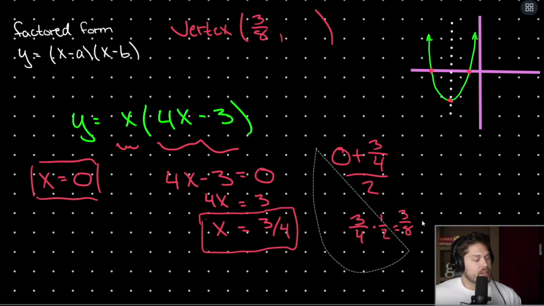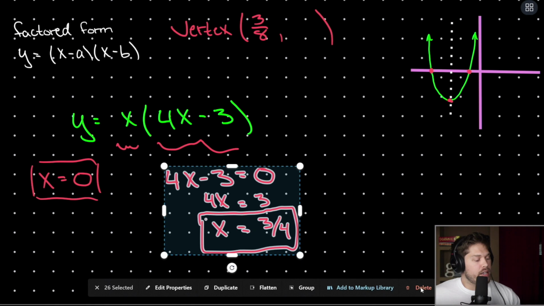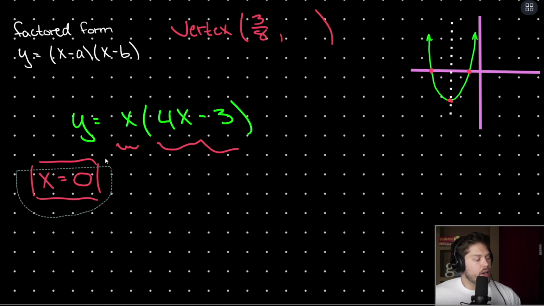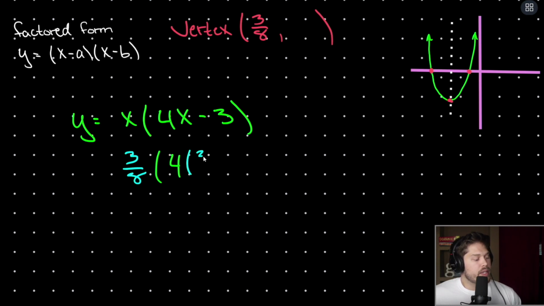Next, let's clear this up. Next, we're just going to plug in 3/8 for x in order to solve for the y-coordinate of our vertex. And so here we have 3/8 times 4 times 3/8 minus 3.